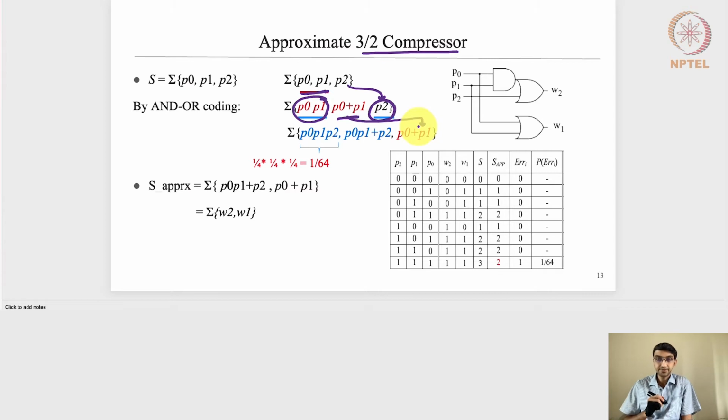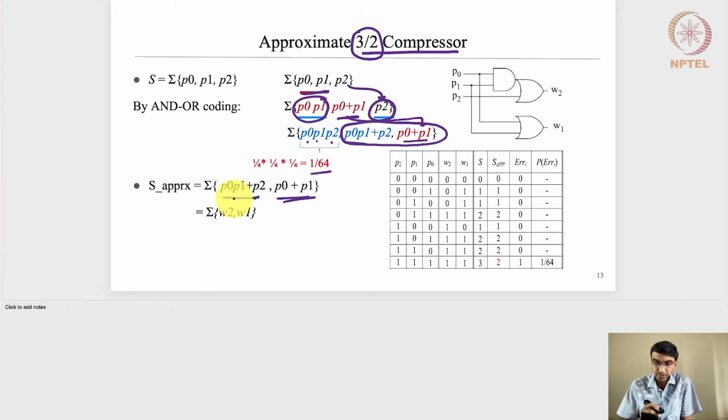Finally, I need to evaluate the probability of this particular term being 1, and the probability of this being 1 and this being 1. Turns out that this is nothing but 1 by 4, 1 by 4, 1 by 4, so 1 by 64. So we can easily ignore this. So the approximate sum for the approximate 3:2 compressor, we can actually have as nothing but the summation of only these two partial products. So what is that? P0 P1 OR that of P2, and P0 plus P1.